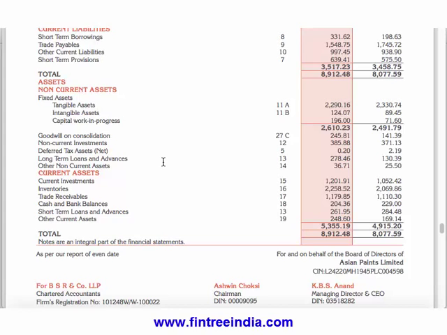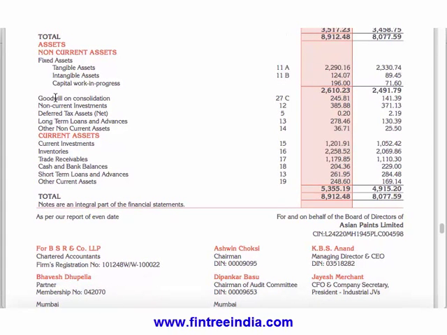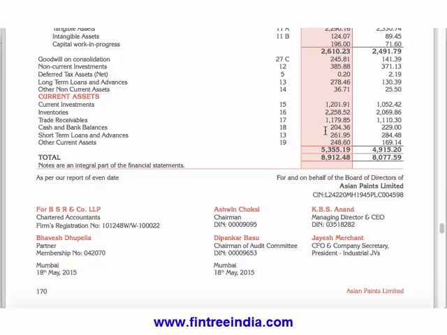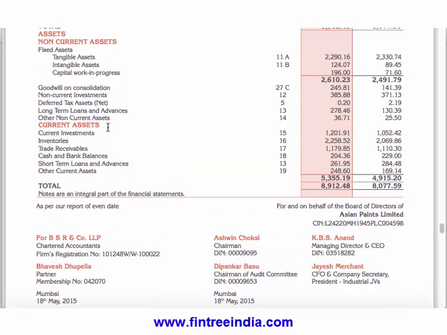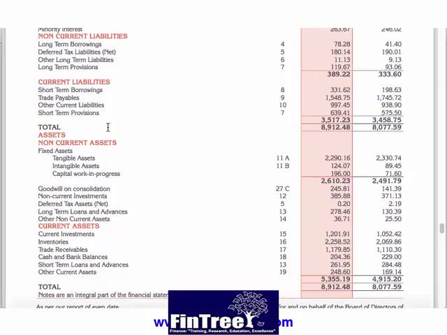Then on the asset side, fixed assets, tangible about 2290, intangible 124, capital work in progress 196, goodwill on consolidation about 385, deferred taxes, long-term loans and advances, other non-current assets, and then current investment, inventory, that's a large amount compared to the balance sheet, inventory of 2200 crores with a 9000 balance sheet, cash in bank, short-term loans and advances, and other current assets. Any questions you want to ask on this? Anything on the balance sheet which you feel you don't understand?